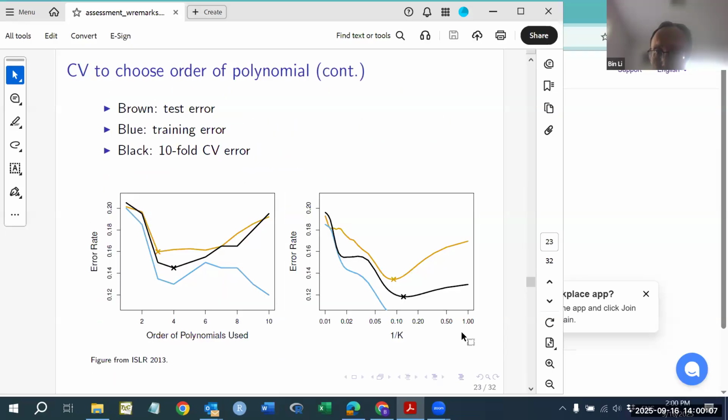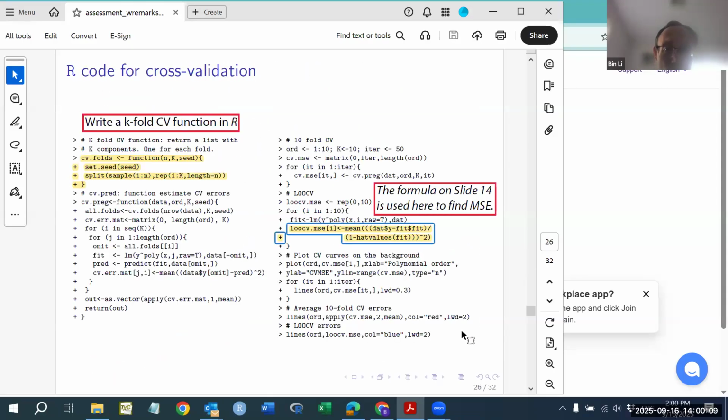Okay, and for this one, that's the k-fold. I wrote a function in R for the k-fold, so you can take a look. I don't have time to go over this code, but if you want to learn R, it's a good example. You can just read this sample code or play with it in R. Okay.